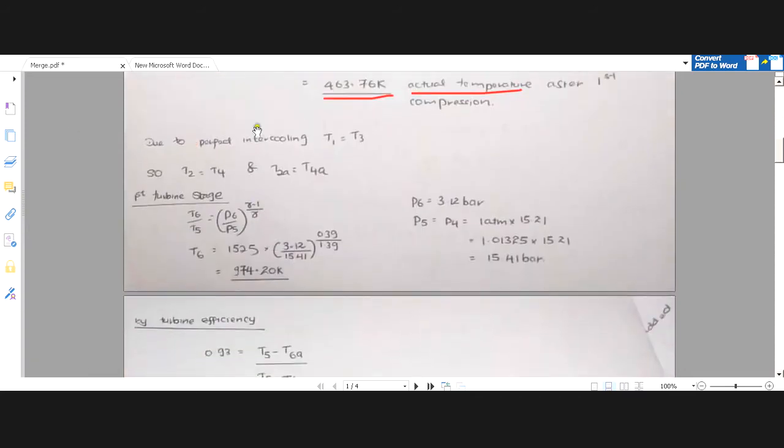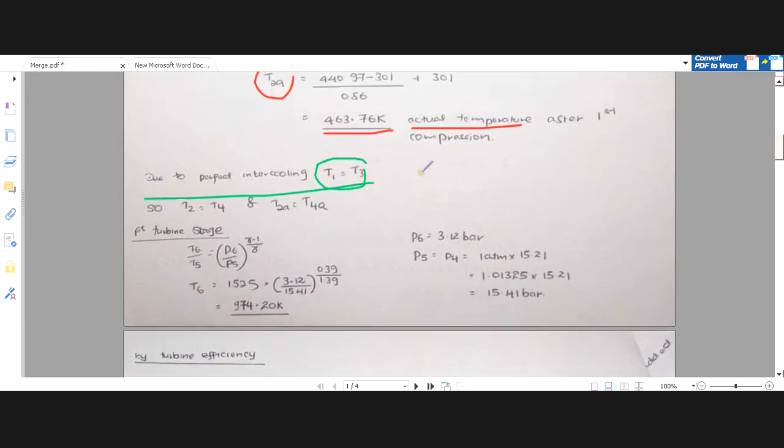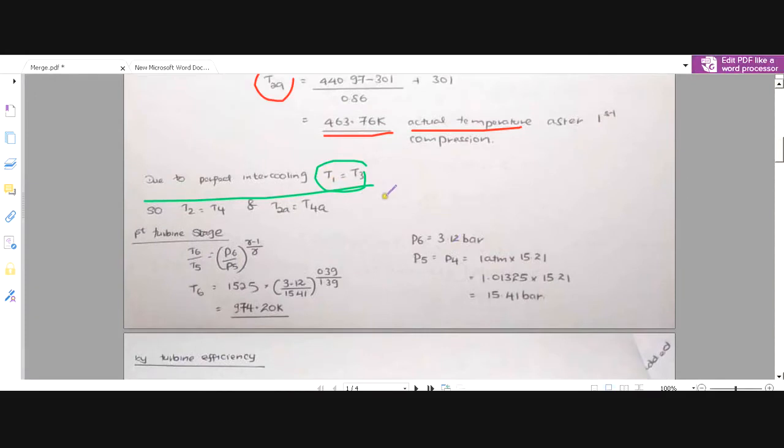The next thing, due to intercooling, I very clearly explained this part already. Due to intercooling, T1 equals T3. That means it is cooled till the initial temperature T1. I think I already explained this part on the board video, right?